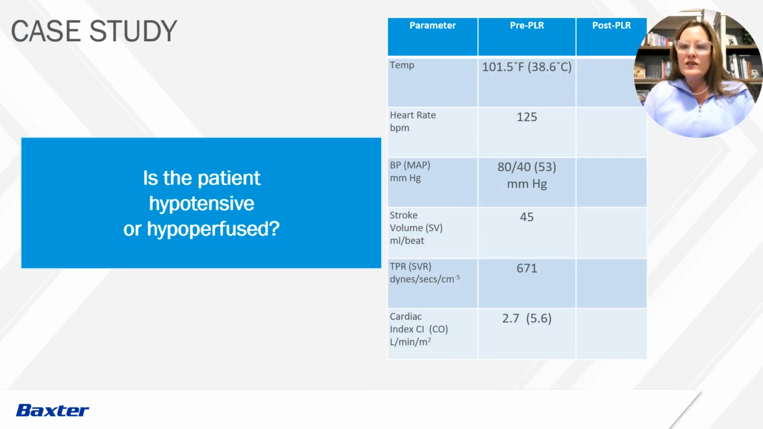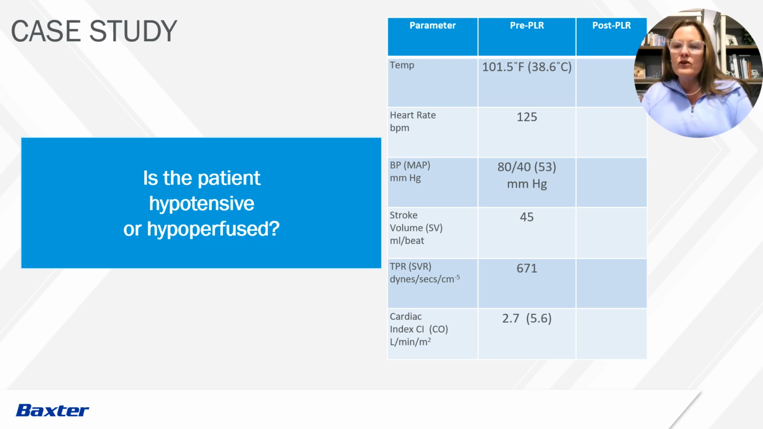So our first question always for our patients is, is this patient hypotensive or hypoperfused? And this patient definitely is hypotensive. You can see that mean arterial pressure is 53. Let's look at our other variables from the non-invasive hemodynamic monitor. We have a stroke volume that's 45.